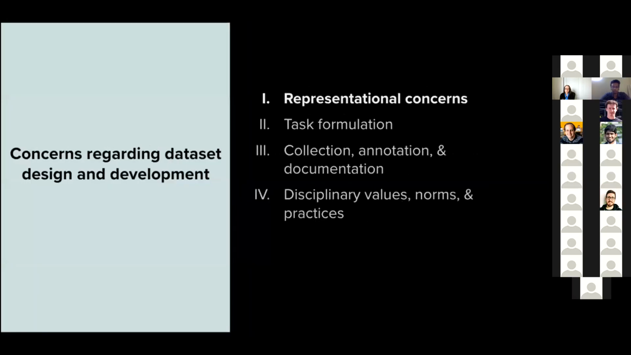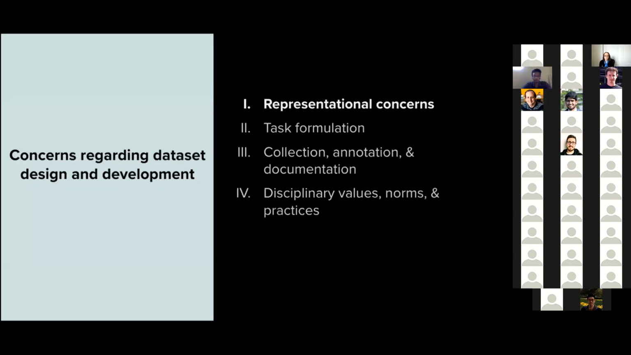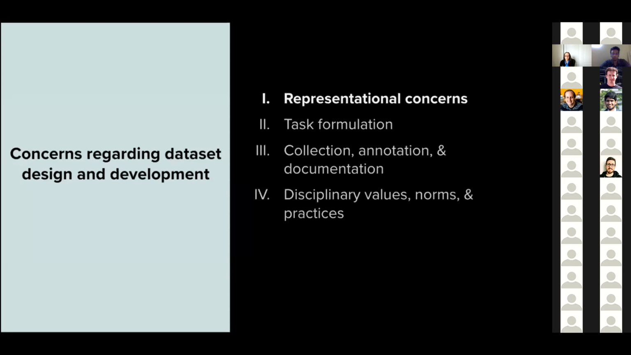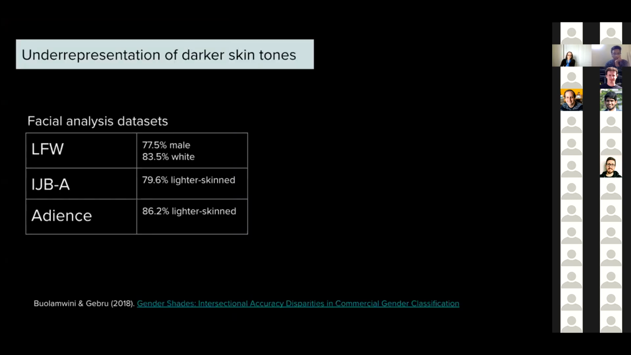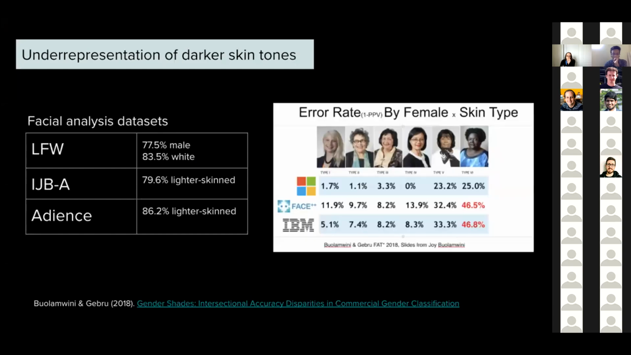Okay, so to begin, I'm going to go through a host of concerns that have been raised relating to computer vision dataset design, development, as well as the norms that are structuring this field right now. The first host of concerns relate to representational concerns. I'll go through this pretty quickly because I think folks are pretty familiar with this stuff at this point, but we've seen stark underrepresentation of darker skin tones within a lot of facial analysis data sets. As I think everybody is familiar, this gives rise to stark disparities in error rates across different demographic groups, as was exhibited in the seminal work of Joy Buolamwini and Timnit Gebru, titled Gender Shades.